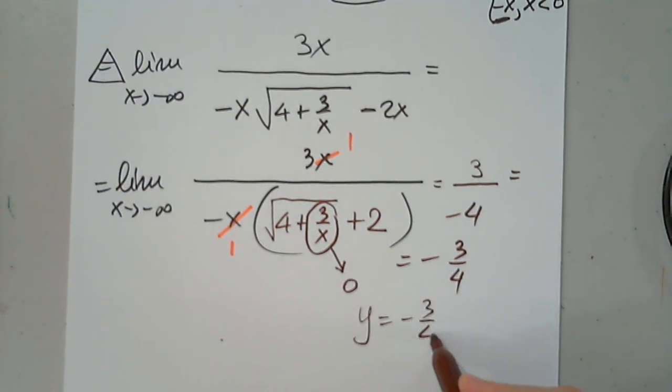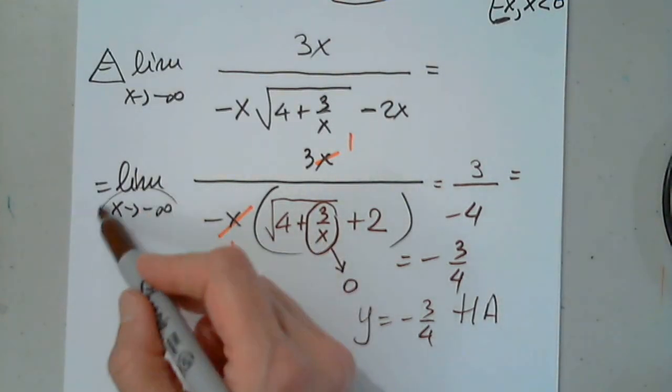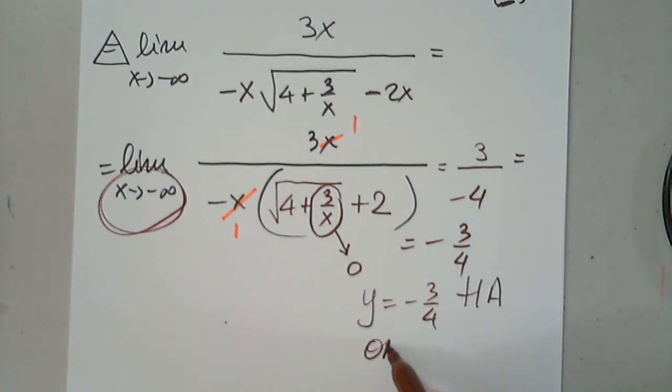Y equals negative 3/4 is a horizontal asymptote only at negative infinity. Why? Because this is not a rational function. It's a combo of rational function and a radical function. Any questions on this?